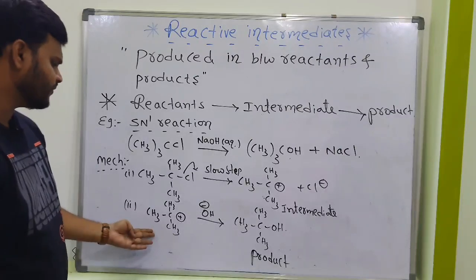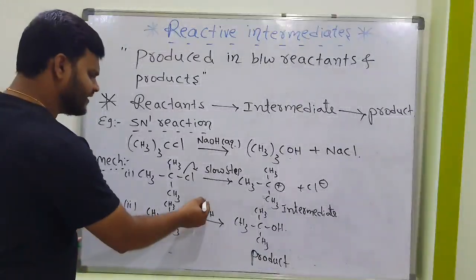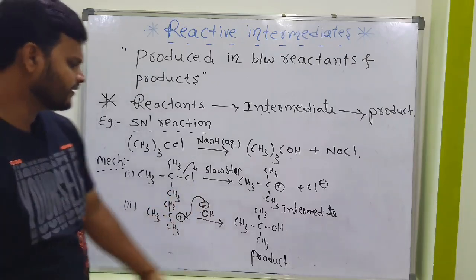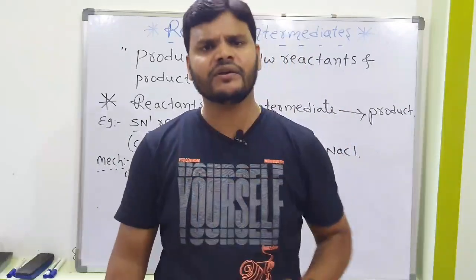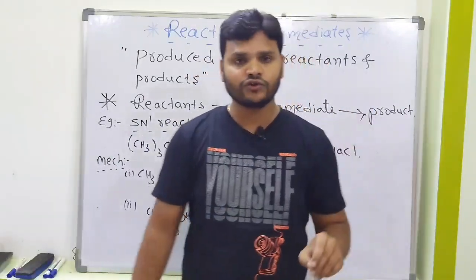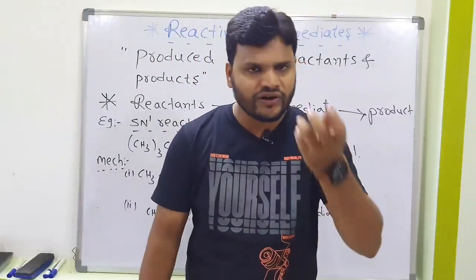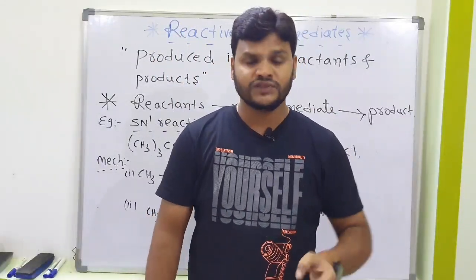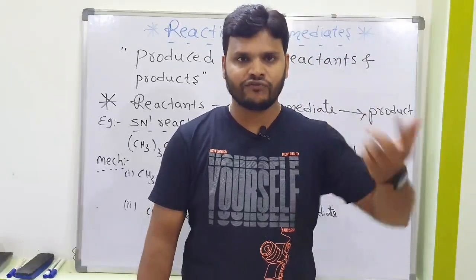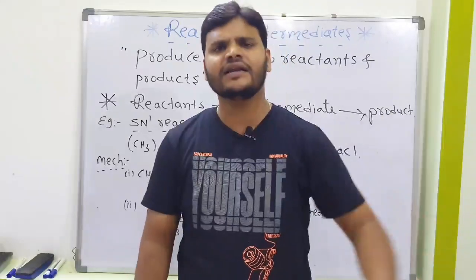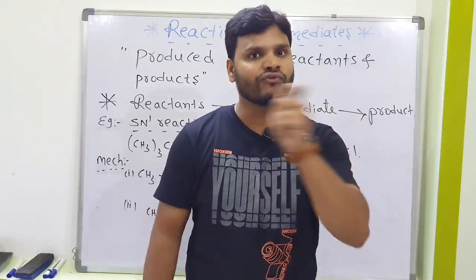Next, in the second step, the reagent OH minus is nothing but a nucleophile. The nucleophile immediately attaches to the carbocation and the product is formed. And one more important point: reactive intermediates are highly reactive, and highly reactive means highly unstable. That's the reason we can say reactive intermediates are short-lived fragments. After formation of the reactive intermediate, it immediately converts into product.